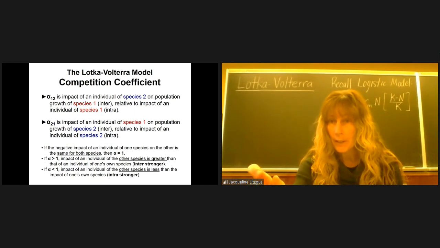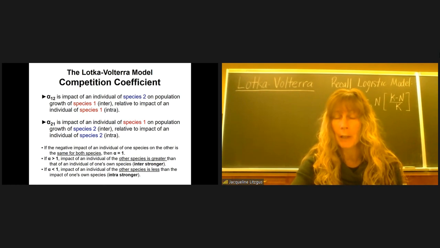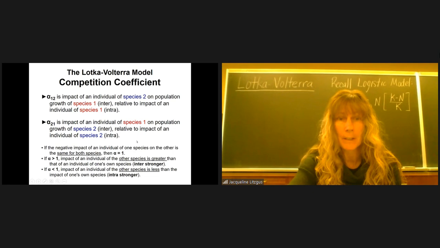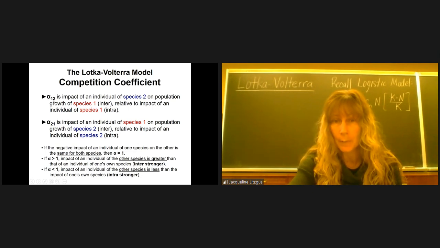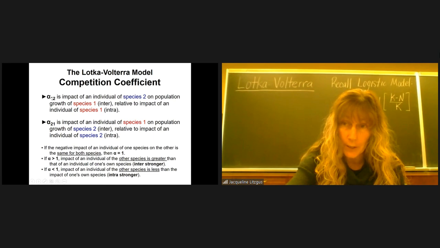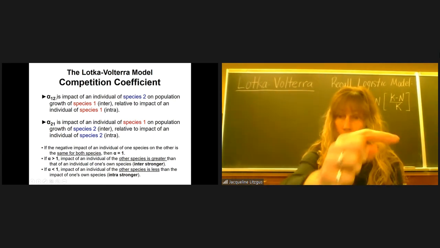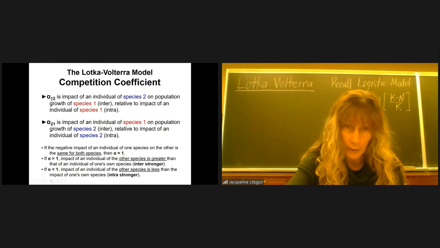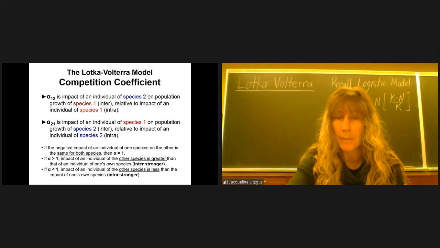It's the important piece that adds the interspecific competition, because it tells you what an individual of one species is doing to the population growth of the other species. Okay, and the way you read the subscript on these alphas, these competition coefficients, is sort of backwards. So this first one, alpha 1,2, means the impact of an individual of species 2 on the population growth rate of species 1. So you read it kind of backwards, right? It's telling you about that interspecific competition relative to the impact of an individual of species 1 on itself, on its own population. So relative to intraspecific. Remembering inter, between species; intra, within species.